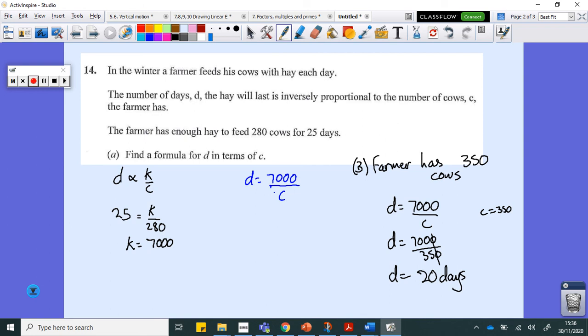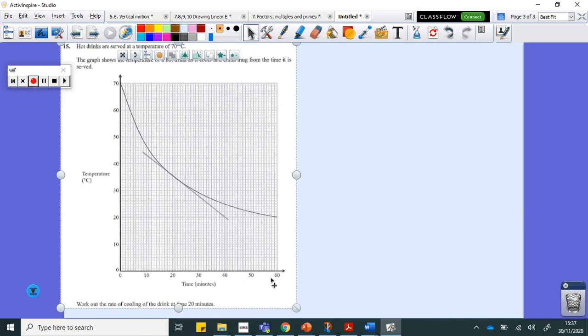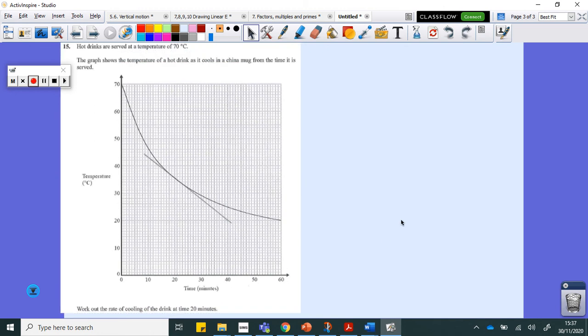That's that one, and we come finally to this one. I'm going to just make that a little bit bigger, it's a bit small there. Right, hot drinks are served at a temperature of 70 degrees. The graph shows the temperature of a hot drink as it cools in a china mug. Now, on your version, you've not got a tangent drawn. I've snipped this from a worked solution booklet, so I do have a tangent drawn.